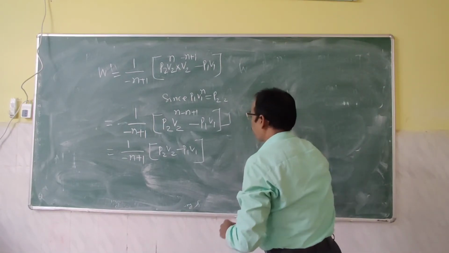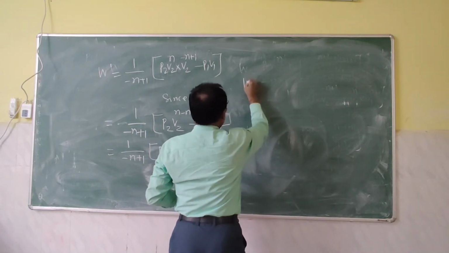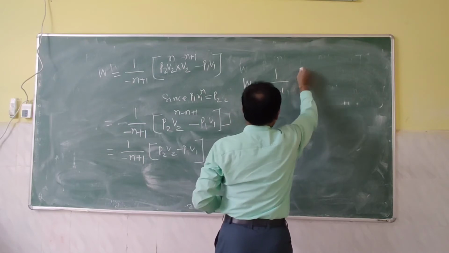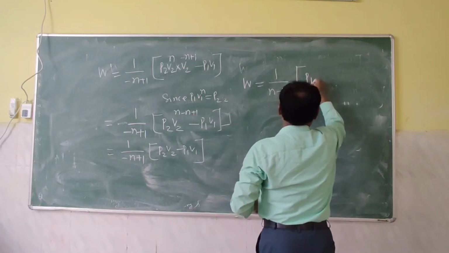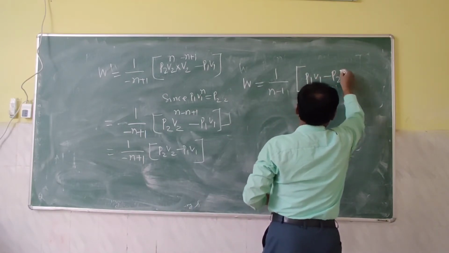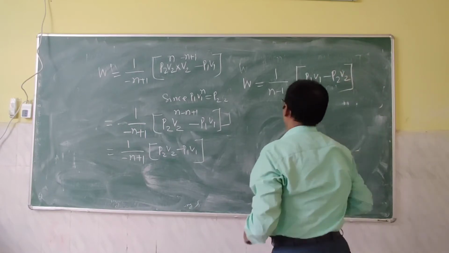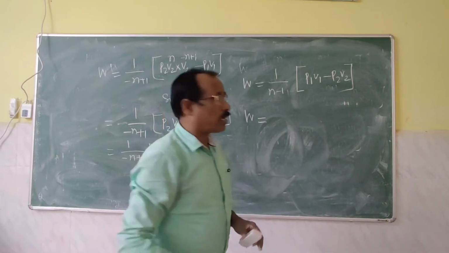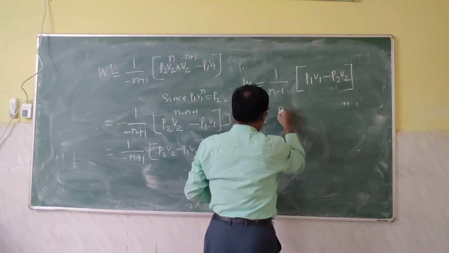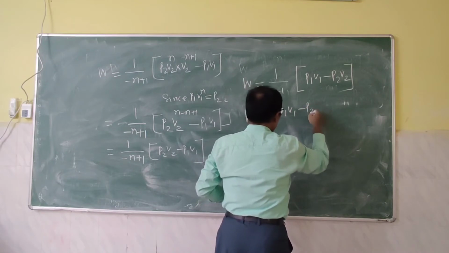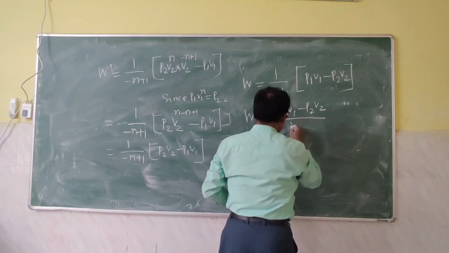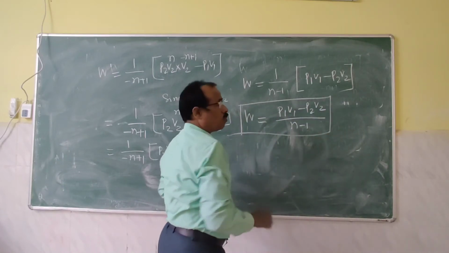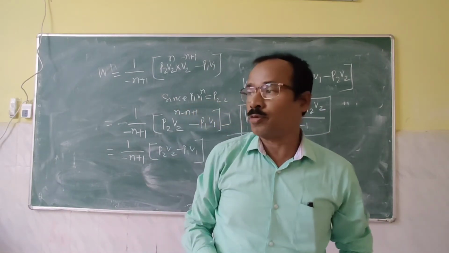Therefore, W is equal to 1 by n minus 1 with the limit P1 V1 minus P2 V2. Therefore, total work done during polytropic process is equal to P1 V1 minus P2 V2 divided by n minus 1. This is the required work done during polytropic process.